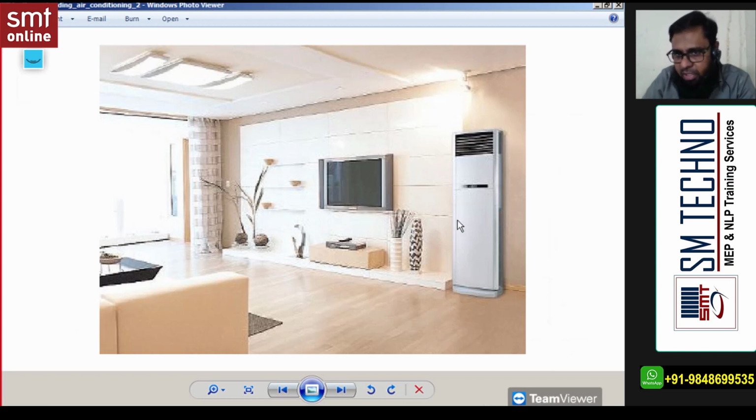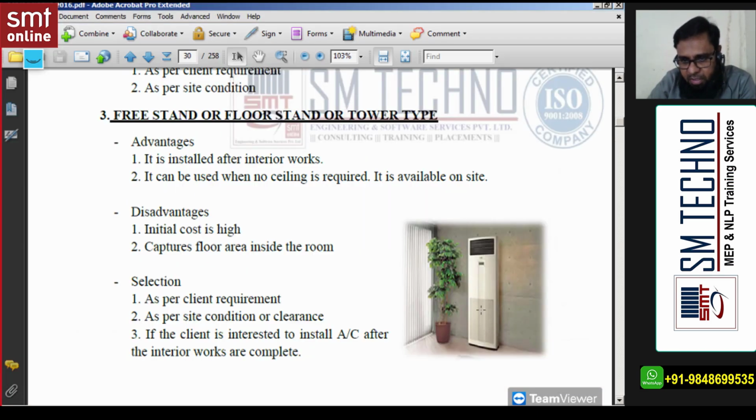It depends. In this freestand, suction is from this side and supply is here. But in this one, the suction is from the front and supply is here. But the same cycle: suction, supply, cooling coil, filter, then condensation. This copper pipe is connected to the outdoor unit. Options are the same, only the shape is different. It can be installed after interior work also, because one opening is required to run the copper pipe. In the case of cassette, after interior work the false ceiling will be damaged. In the case of high wall, the wall will be damaged. But here one opening is required just to run the copper pipe.